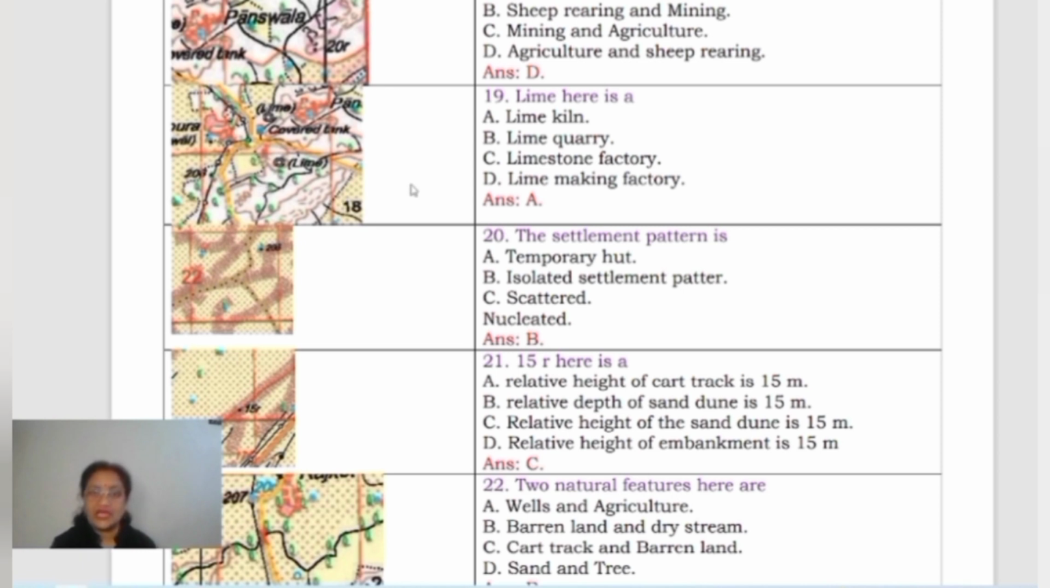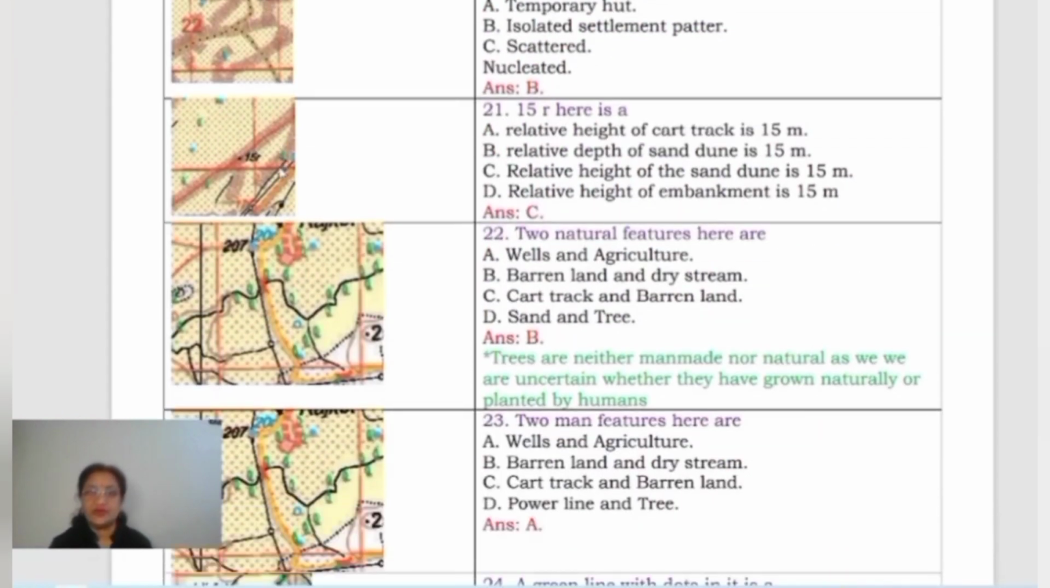Now next one, lime. Here the lime which is mentioned is indicating a lime kiln. Now come to next one. The settlement pattern is, in this you can see the settlements are not seen at all, just one, and on the other side, too far from it, is the other settlement. So what type of pattern are they forming? These are forming an isolated pattern.